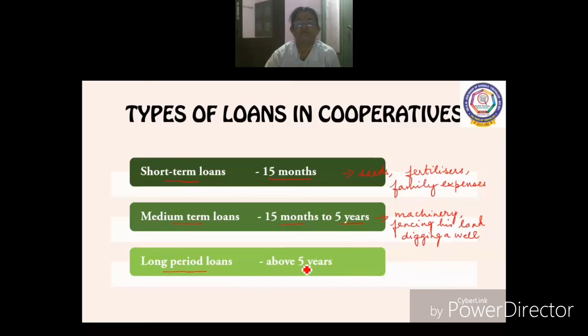And next is the long period loans. This stretches above 5 years. So more than 5 years, if he takes to repay the loan amount, and this will be for purchasing new additional land. He needs more amount for all this. Purchasing new land, or sometimes if he wants to buy a tractor. If it is going to be a second-hand tractor, he might get only a medium-term loan. If it is going to be a new one, which costs more, then he has to get only long-term loans. So all such expenditure he can meet, and accordingly he'll get a loan from those cooperatives or from the banks.